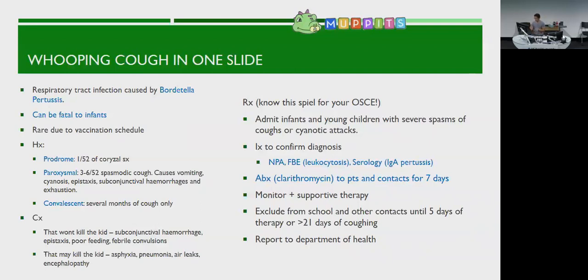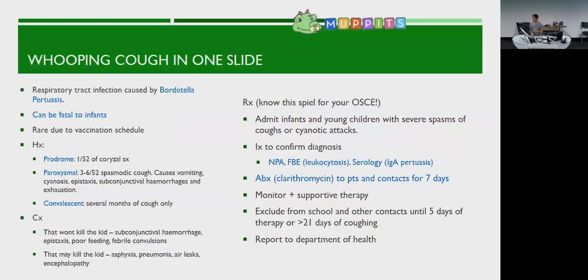So have a spiel for if you have this station in OSCE. I remember we had a practice station where they gave us a video to watch at the start, and it showed an infant having a coughing fit, and off that video alone they asked, what's the diagnosis? Apparently it was pertussis, and I missed it, and I failed that practice station. So please don't be me.